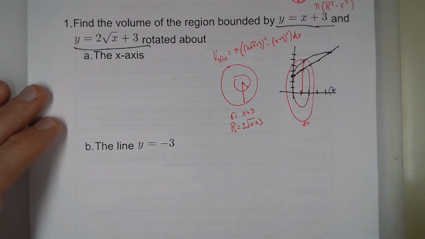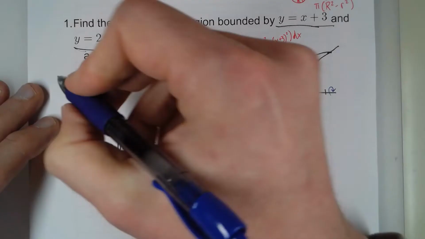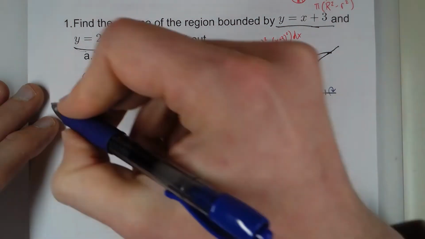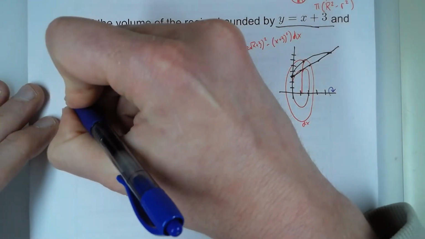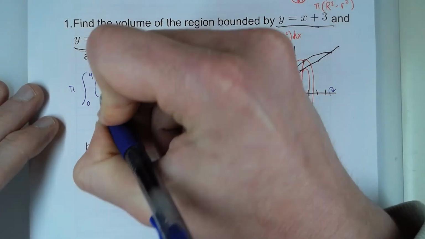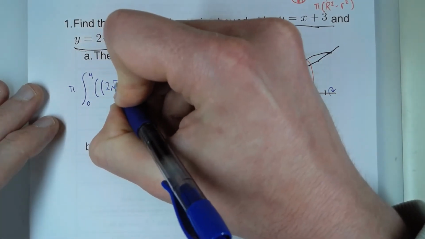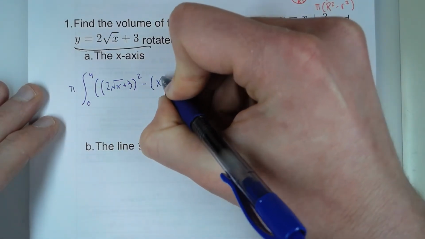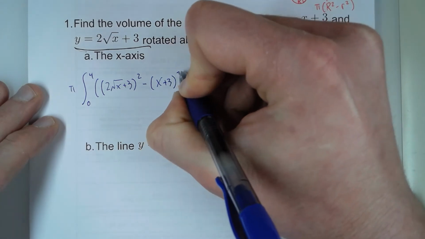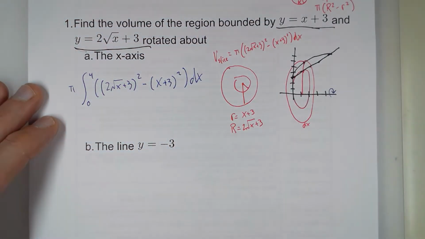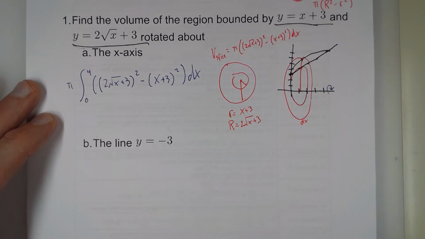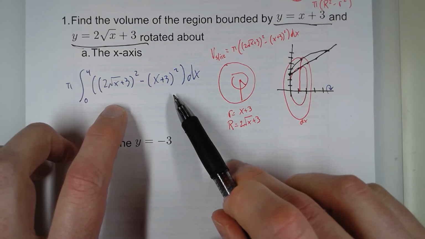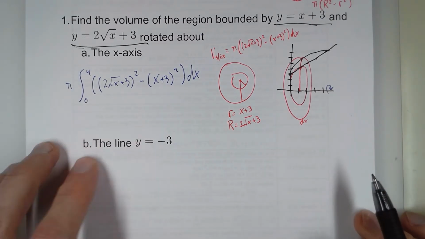Now that's the volume of just one slice. Now I want the volume of the entire region. So I'm going to add up all those slices from x equals 0 to x equals 4. And I'll put the pi out front. So we have 2 square root of x plus 3 quantity squared minus x plus 3 quantity squared dx. And so there is our integral, which is all we're going to do. If you want to find this integral, you can expand this out or use technology to find it.